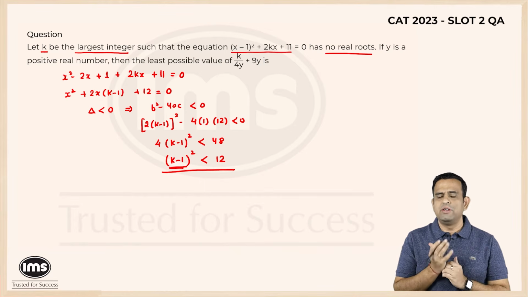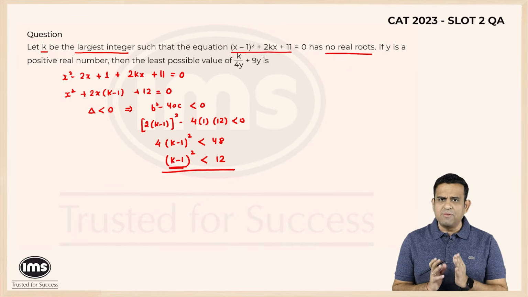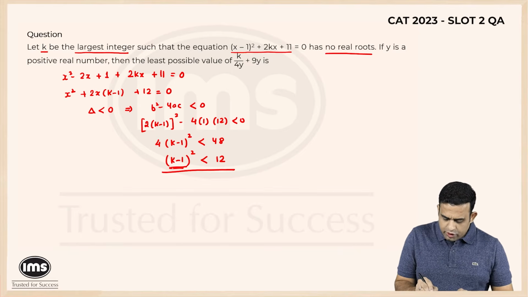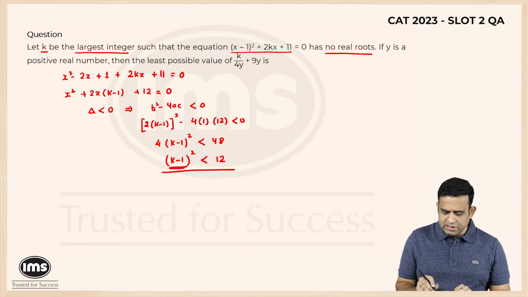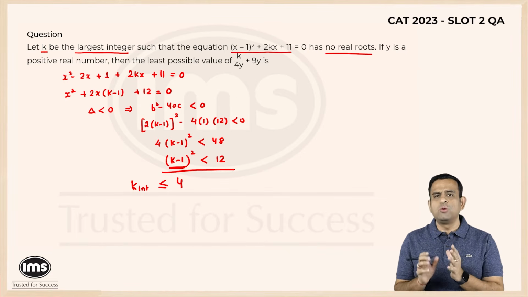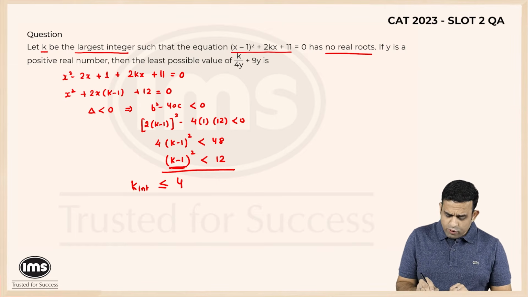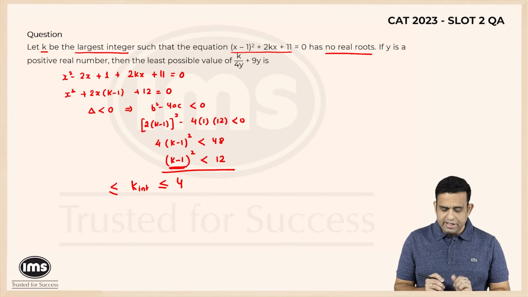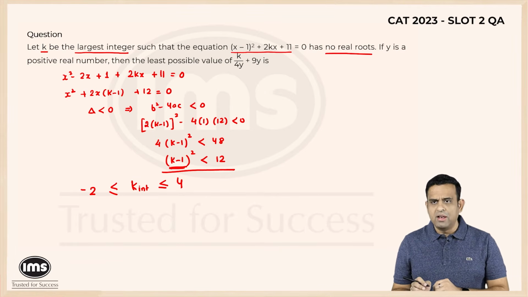One can say whether we have 3 square or minus 3 square, both will give you 9, and 9 is less than the number 12. So if I want a 3 square term over here, for the largest possible value of k as an integer, I can take k equal to 4, because (4 minus 1) whole square will give you nothing but 3 square, and 3 square is less than 12. Again, if I want this part to become minus 3, in that case the lowest possible value of k as an integer can be minus 2. It cannot be minus 3. So k being the largest integer, I will take the value of k to be equal to 4.